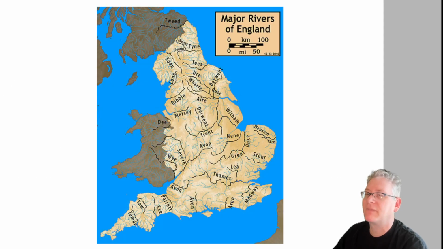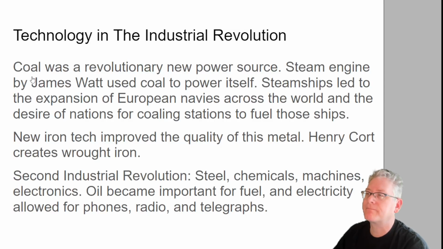Here's a good example of all the navigable rivers. This is London, and it's a map of its navigable rivers. Supposedly you're never more than about 5 miles away from a navigable river that you can use to transport goods in Britain.